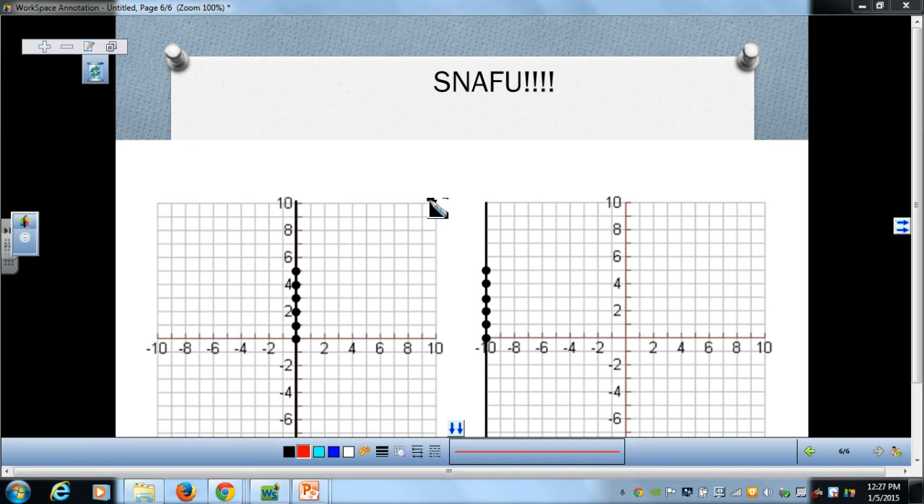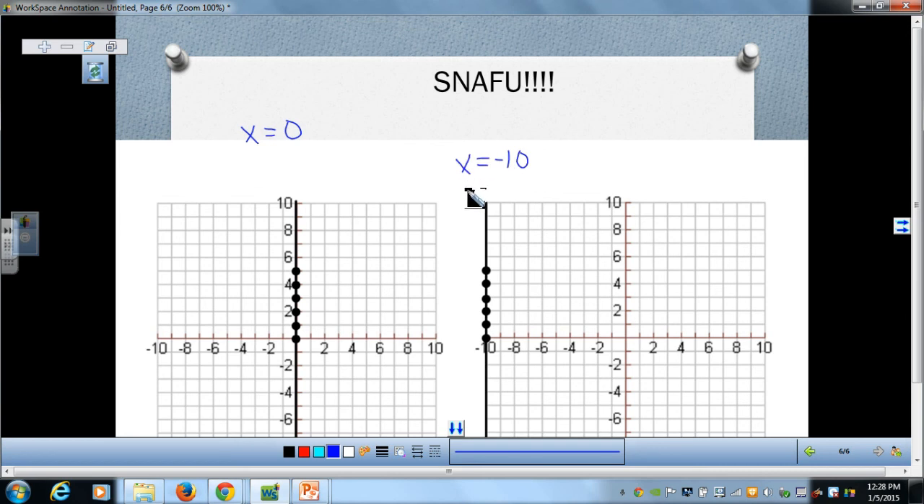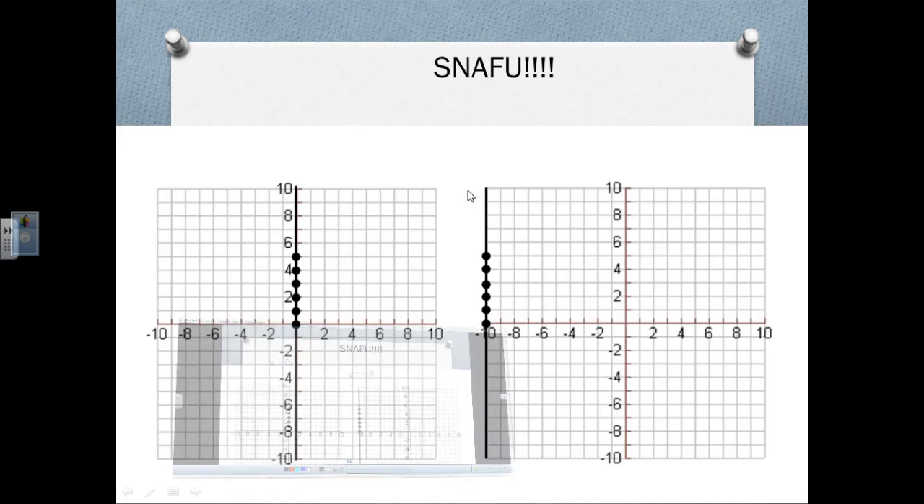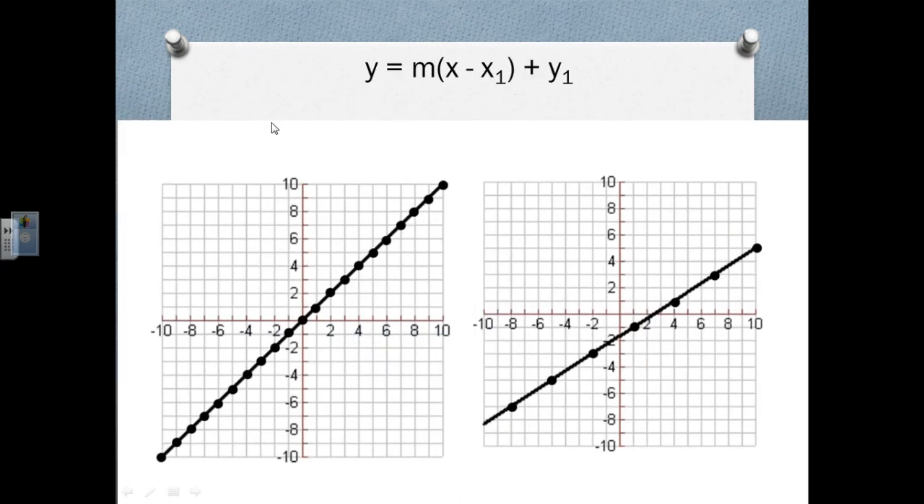Okay, so once again, go ahead and pause the video. I'd like you to write the equation of these two lines quickly, and then turn the video back on and compare them to these two equations. The first would be x equals 0, and the second one being x equals negative 10. So hopefully you're starting to see some patterns to this. You're starting to pick up on what you need to do. So a couple more examples here.